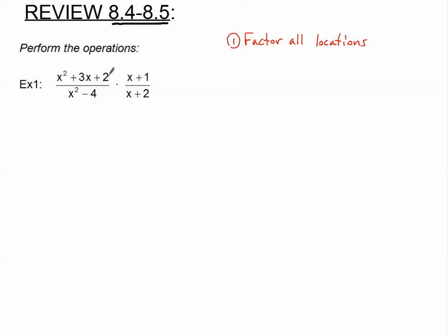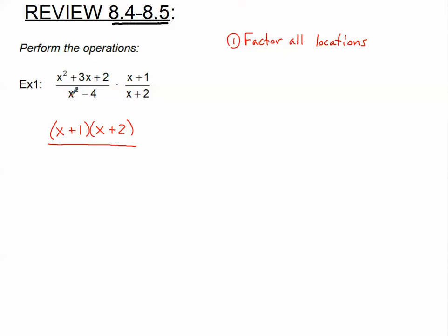So in this case, I have this numerator right here, which is x squared plus 3x plus 2. That will factor by trial and error. It's a trinomial. It factors into x and x, 1 and 2, both the same signs, both pluses. So that's really the only way that it could factor. So I've factored this top location.